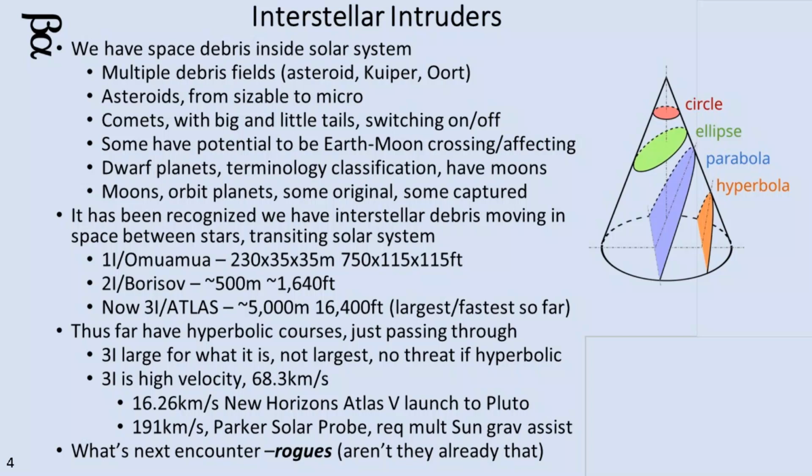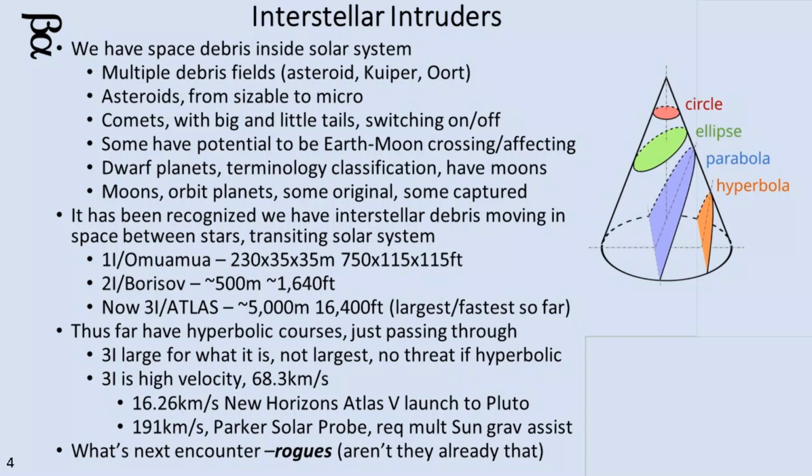16,400 feet end to end. Think about that. That's a couple of miles. And it's also moving faster than any of these previous objects. And it's still on a hyperbolic course, so it's just passing through the neighborhood. 3i is large, but it's not the potentially largest thing that could pass through the solar system.